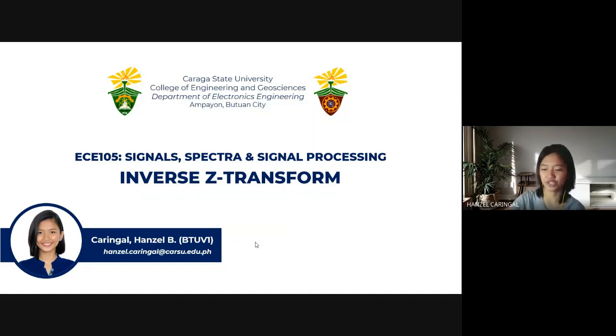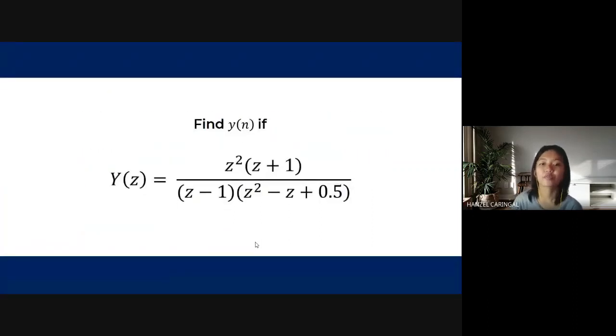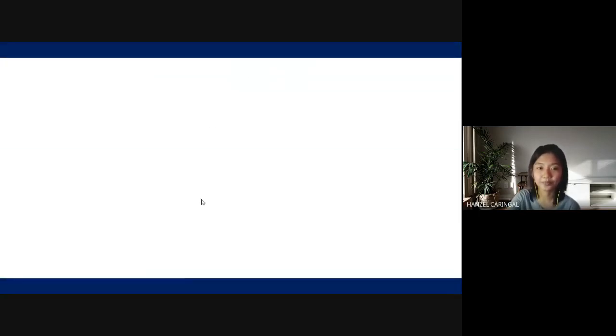We're going to solve again an inverse z transform of the given function. We have the problem: find y of n, which means we're going to find the inverse z transform of the given function Y of z equal to z squared times the quantity z plus 1 over the quantity z minus 1 times the quantity z squared minus z plus 0.5.